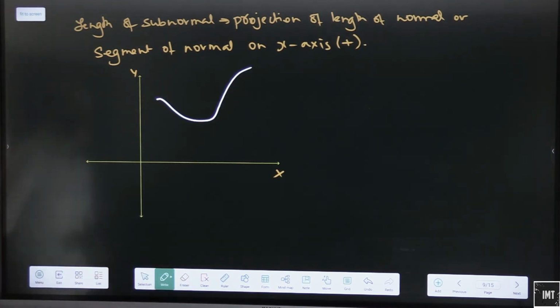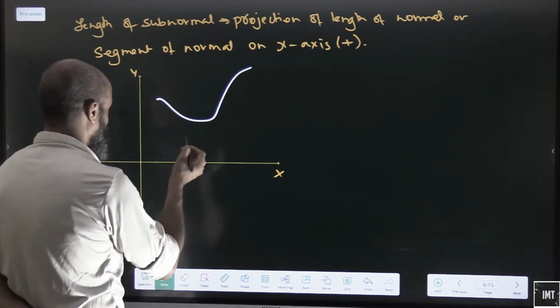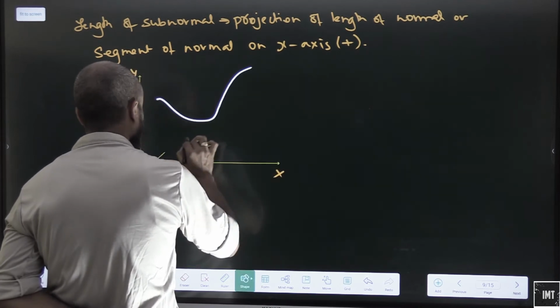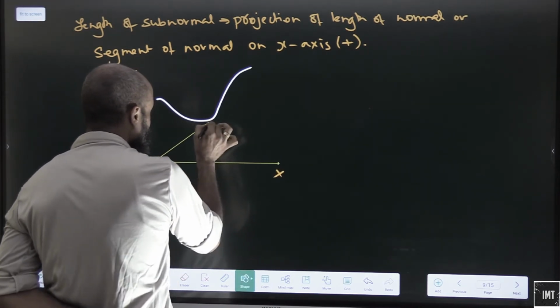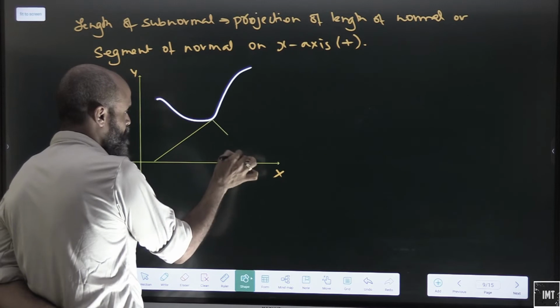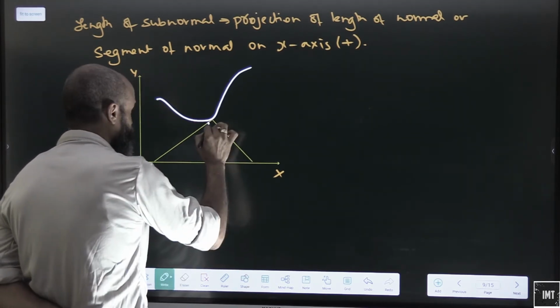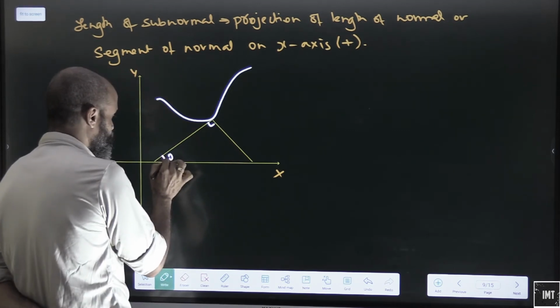Okay, now projection of the length of the normal on the x-axis. What we did was basically we had taken this and we had taken this as the normal. So let's say this was the tangent and the normal. So this angle was taken by us as theta.